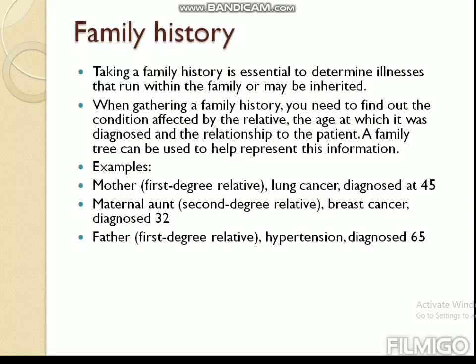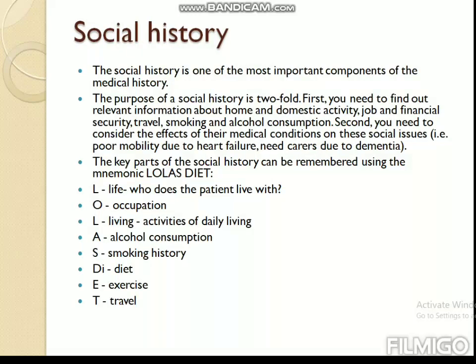For example, mother, first degree relative, lung cancer diagnosed at 45; maternal aunt, second degree relative, diagnosed with breast cancer at 32; father, first degree relative, diagnosed with hypertension at the age of 65. So, like this, you can take a family history.